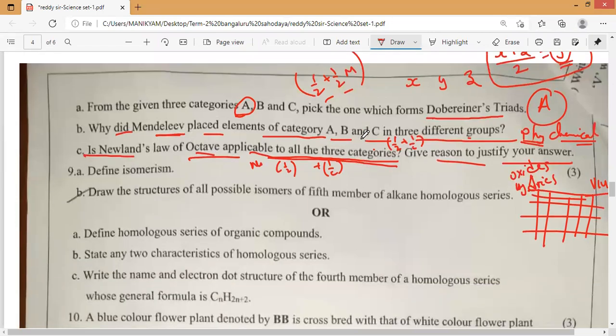So next, define isomerism. Ninth question. Let me see who will answer. Define isomerism. Anybody? You have to speak. So what is isomerism, guys?